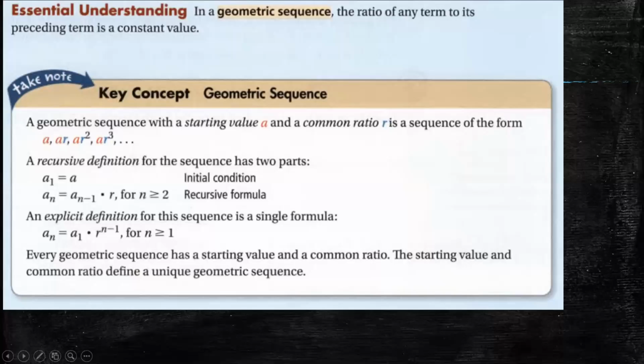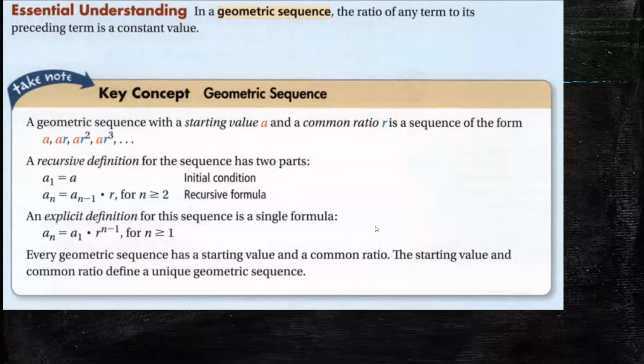Let's start talking about geometric sequence. As we said before, we have two types of sequence. A sequence has ordered numbers, and it has two types, arithmetic and geometric. In the arithmetic we have a common difference, and in the geometric we have a common ratio. How can we find the common ratio? By dividing two preceding terms by each other.